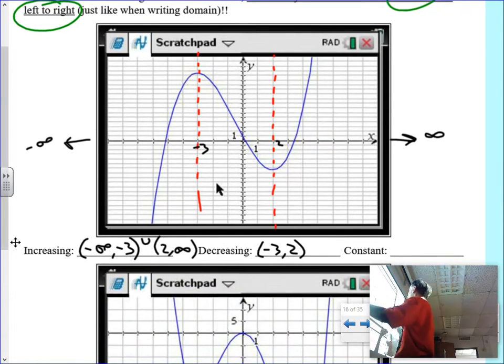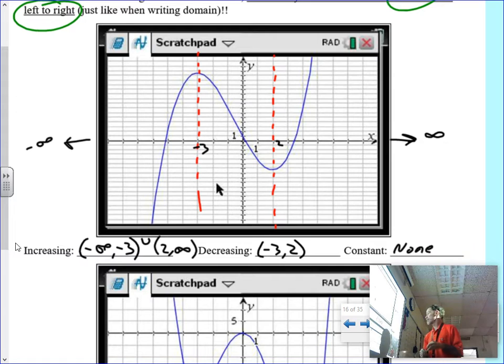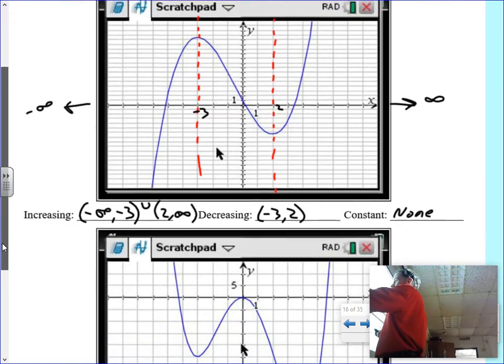Now you may have a constant interval too. This one doesn't have anywhere where it's constant. So if there's nothing there, you can just write none or NA or whatever like that, and that's going to be fine. Okay. So that's increasing, decreasing intervals. Let's go and look at another example. And that's really all there is to it.